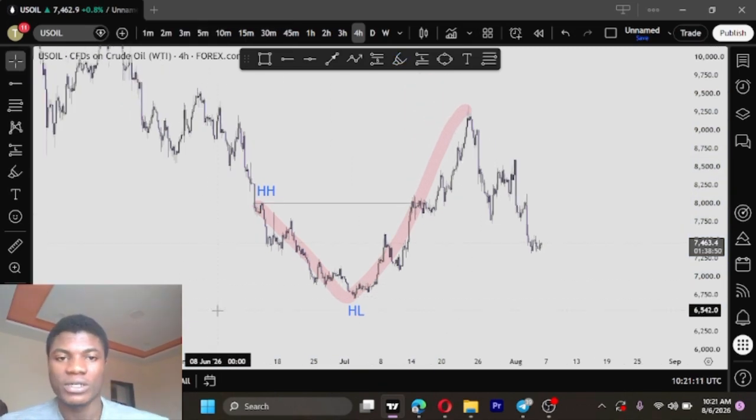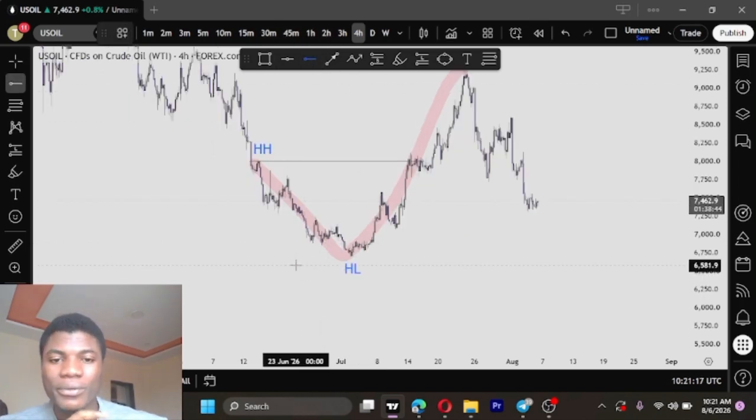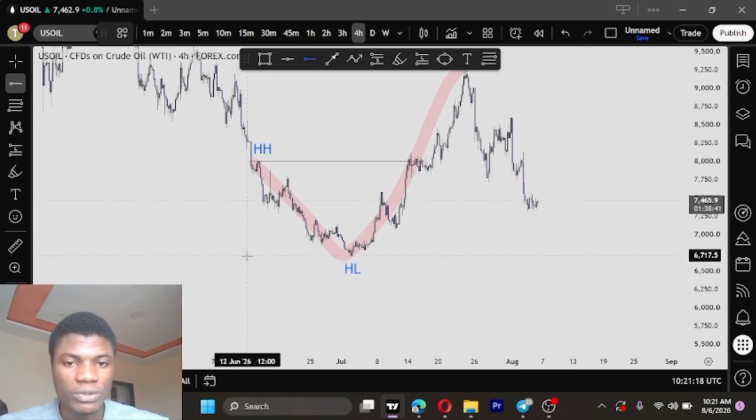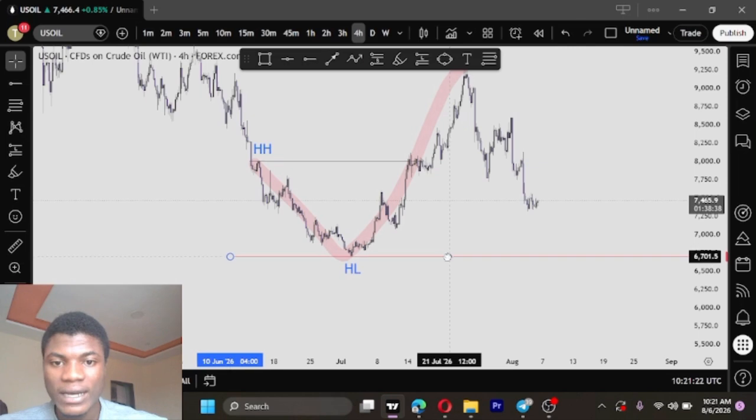Now, whenever you mark your swing structure, everything you want to do, you want to protect this low. No matter what is in the zone below, you don't care, because you already have your swing structure.